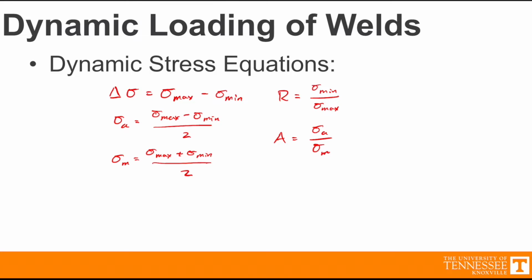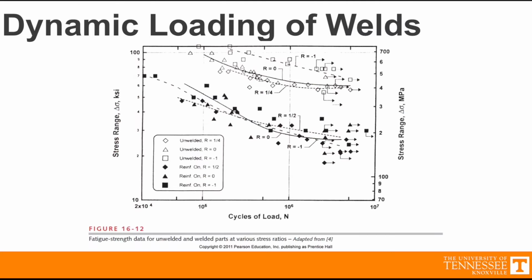Now, an interesting thing about welds is that when they're dynamically loaded, through a lot of testing, it's been shown that the mean stress really doesn't have an effect on the fatigue strength of the weld. It's pretty much primarily all on the alternating and the range, particularly this stress range. This is the driver for how welds fail when they're loaded dynamically.